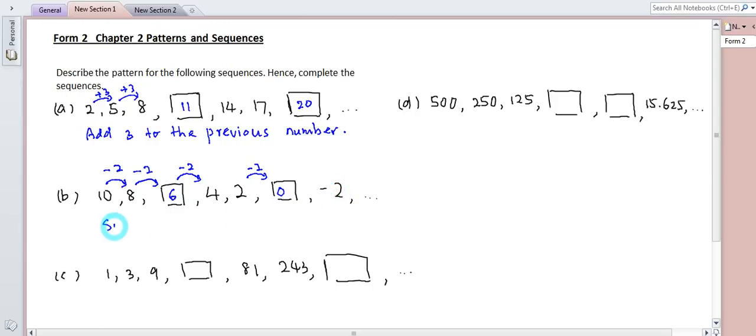Okay, so this is subtract 2 from the previous number. Okay, so how about C? This one, if this is, let's say, plus 2, here is plus 6. I think this is not the correct way, so let's try another method.